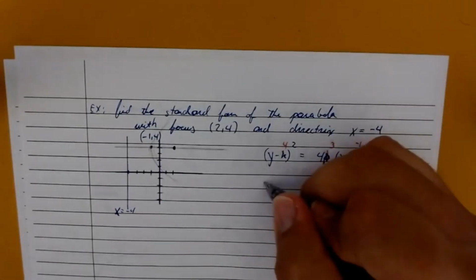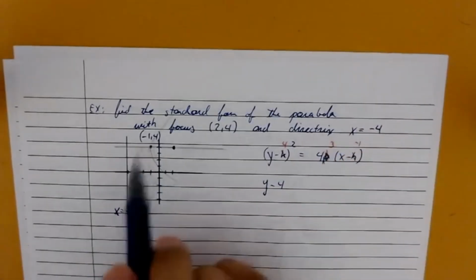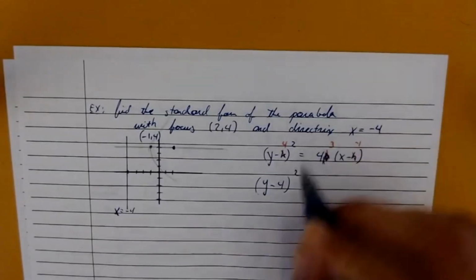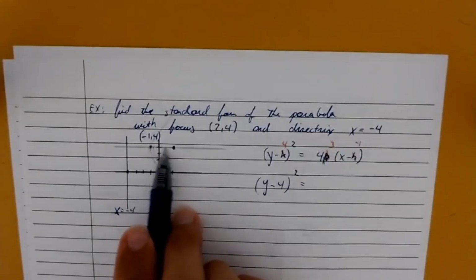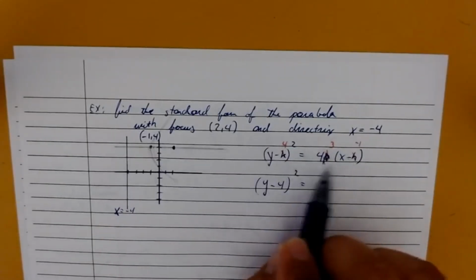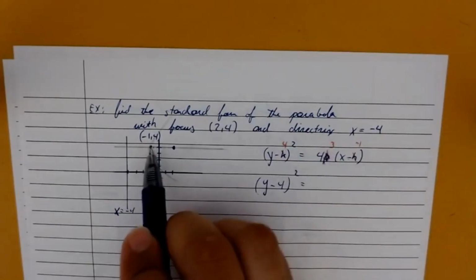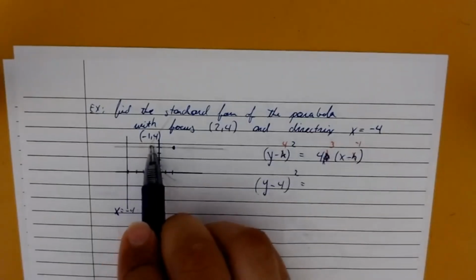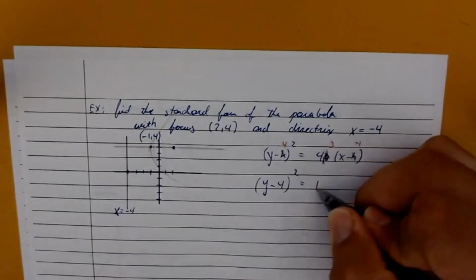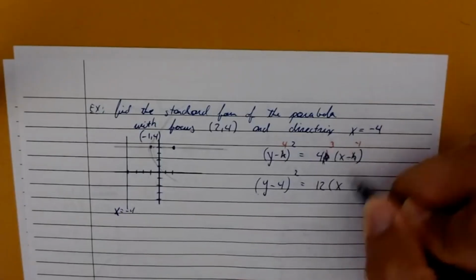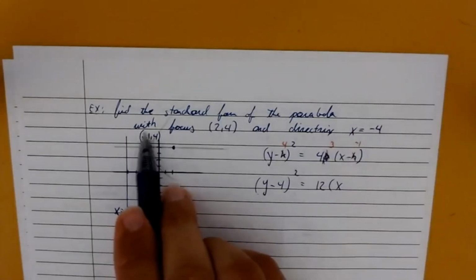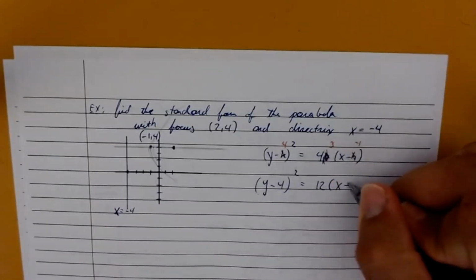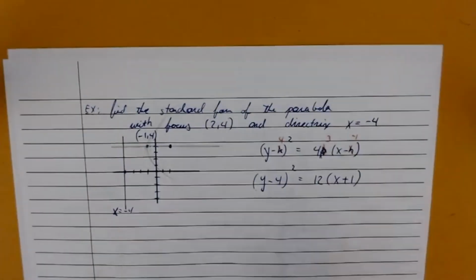So in the end, our equation will be y minus 4, the 4 being from our vertex, is equal to 4 times 3, the 4 being from the standard form of a parabola, and 3 being the distance from the vertex to the focus, positive because the focus is to the right. 4 times 3 makes 12, times x minus a -1. That -1 is the x-coordinate of the vertex, and minus a minus makes that a +1. And there we go. This is the standard form.